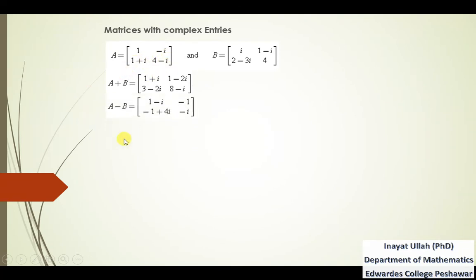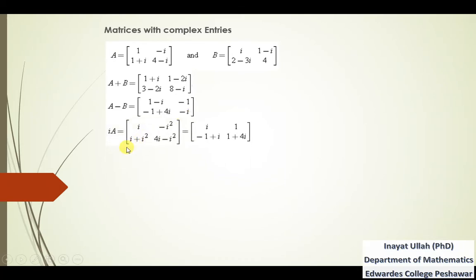Similarly we can find the difference of two matrices by the same method, that is first minus first, 1 minus iota; second minus second is minus 1; third minus this is this thing; 4 minus iota minus 4 is this one.